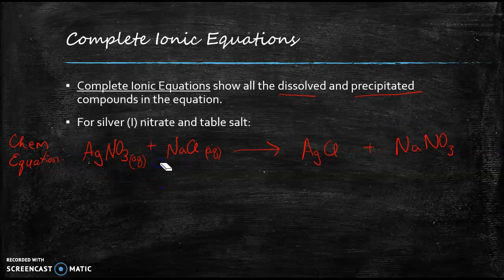Now that we have our products, we will look at our solubility rules to make sure that we have identified any solids and any aqueous. Silver 1 chloride is going to be our precipitate, so it will be solid. And sodium nitrate will give us an aqueous, or a soluble compound. That was the first step. Now we need to write out our complete ionic equation.